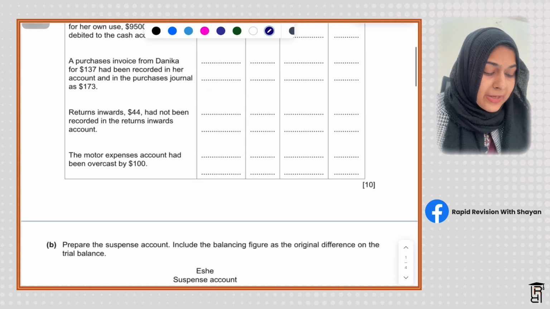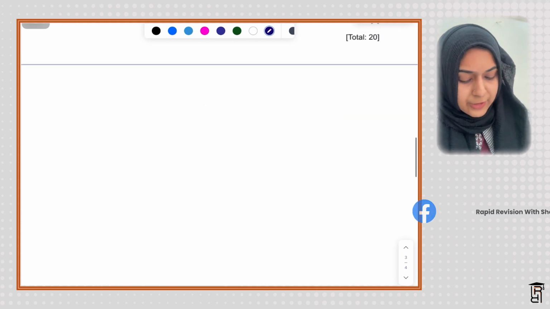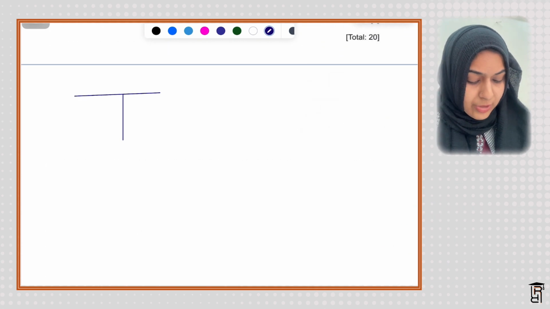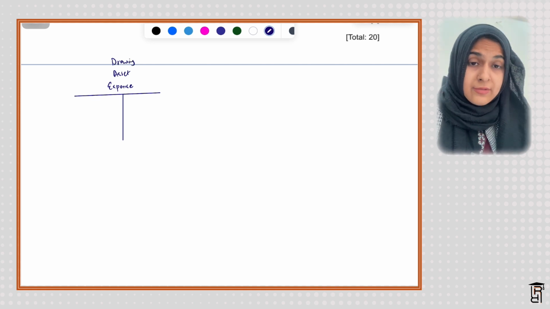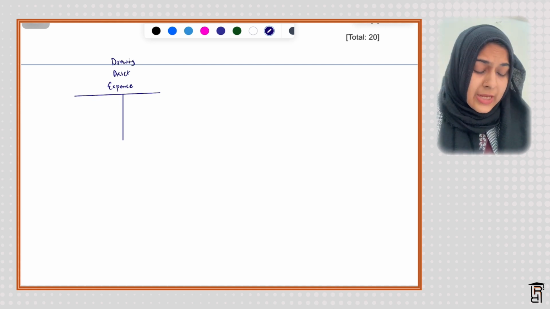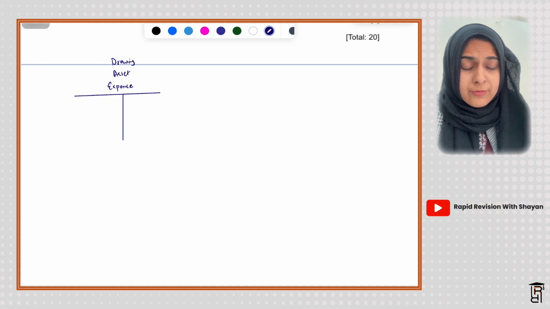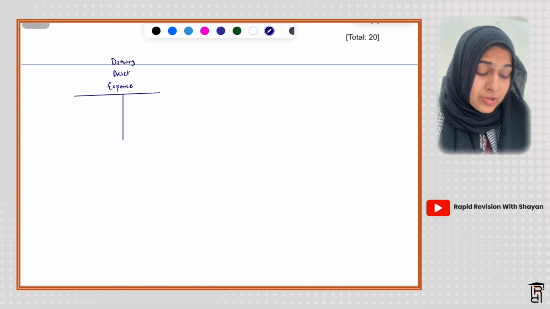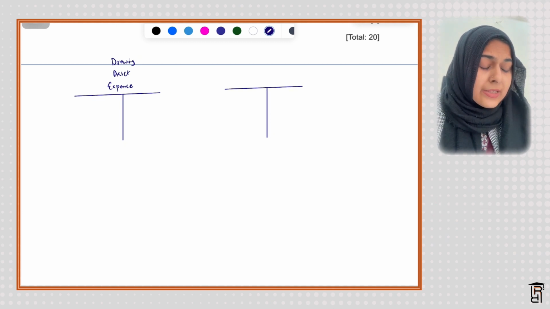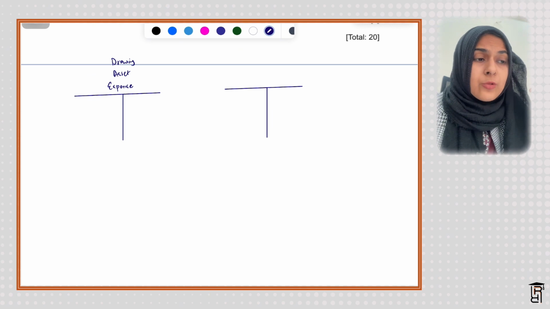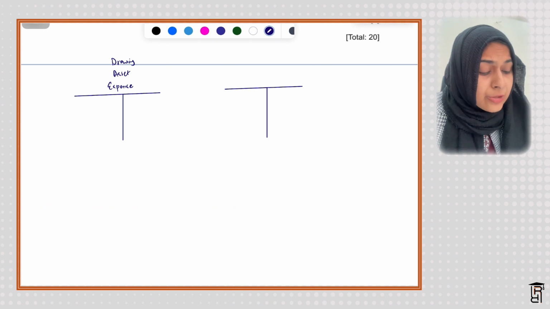I tell this to all my students that whenever you show an effect in an expense account, asset, or drawings, all three have the same rule. Whenever you are showing an effect in these accounts, you need to debit the account, and whenever you need to remove any effect from an expense, asset, or drawings account, you need to credit it. Similarly, for liabilities, income and capital, if you want to show an effect, you need to credit the account.